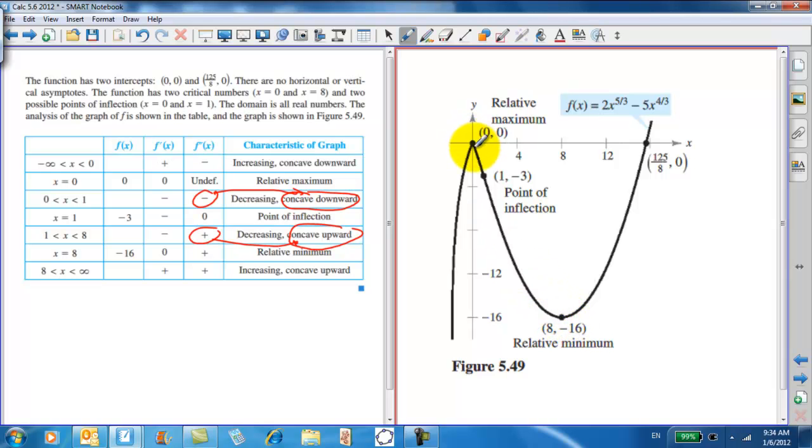Notice at x equals 0, where the derivative was 0, but the second derivative is undefined, we can't use the second derivative test there. So you'd be forced to use the first derivative test and look at the fact that the derivative changes sign from positive to negative. So if the first derivative is positive, that means the function is increasing. First derivative is negative, it's decreasing. If it goes from increasing to decreasing, it has a relative max there. Okay? At 0, 0.